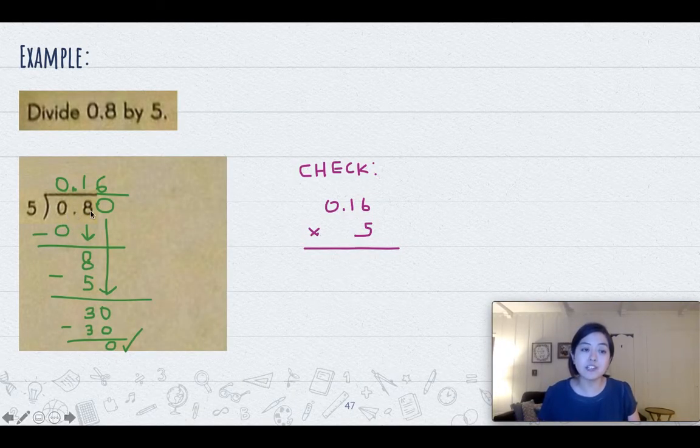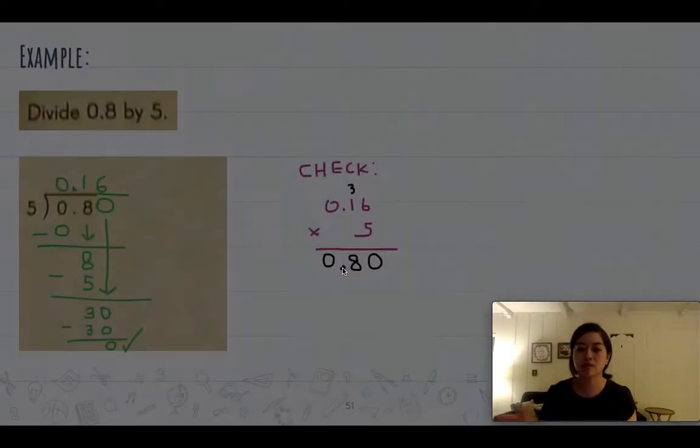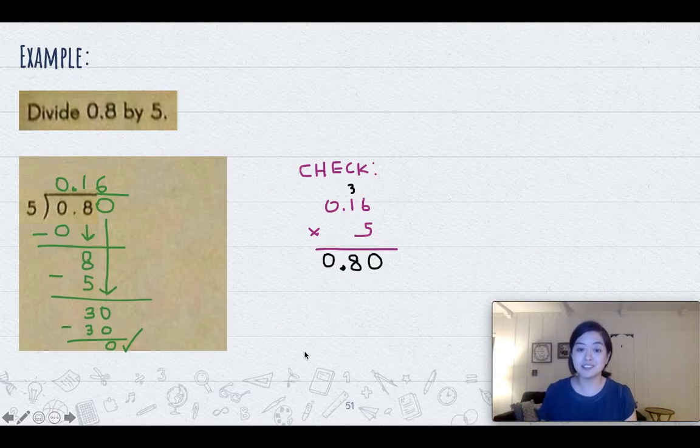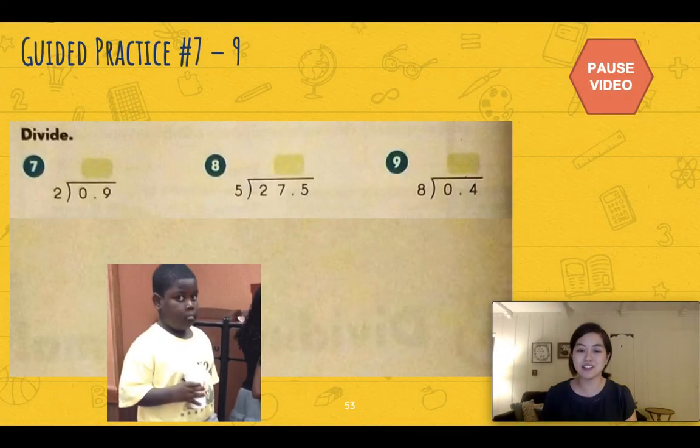Okay, let's check. If 0.8 divided by 5 is 0.16, that means 5 times 0.16 should get me 0.80. Let's see if that's right. So 5 times 6 is 30. 5 times 1 is 5, plus 3 is 8. 5 times 0 is 0. Drop the decimal point here. Oh, it's 0.80. Perfect. Alright, so it works out.